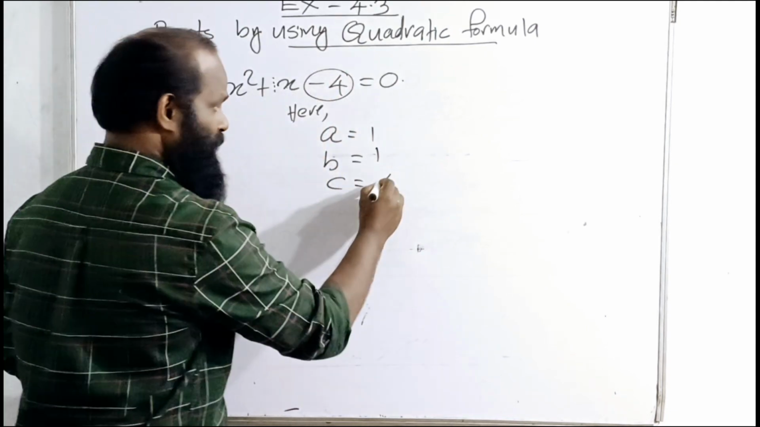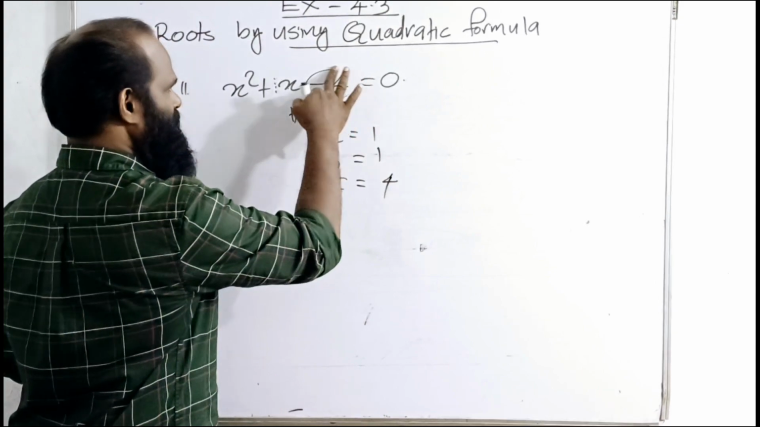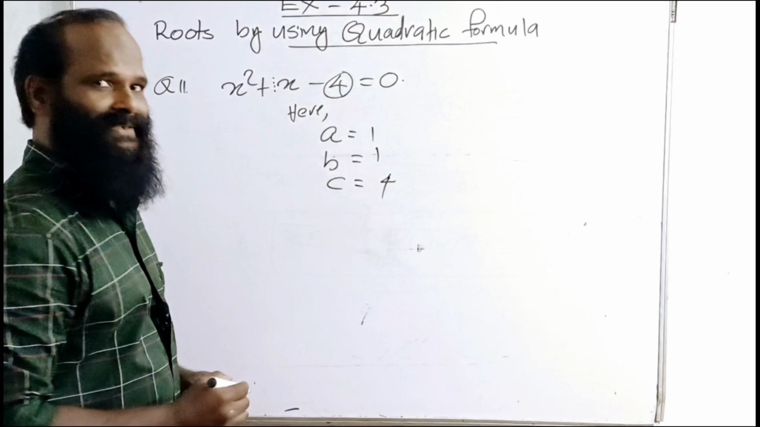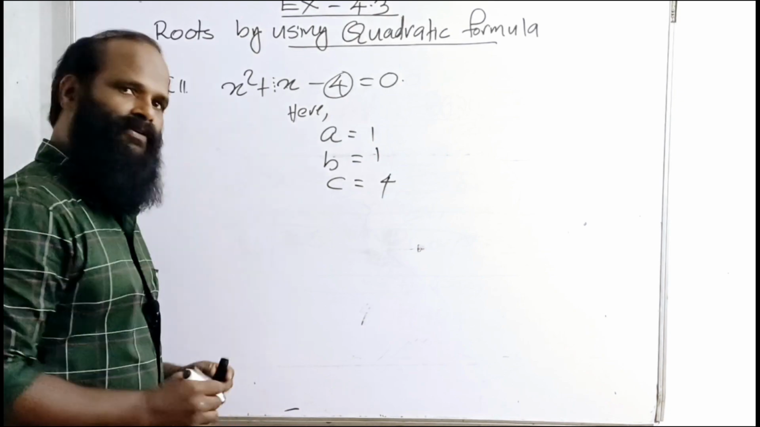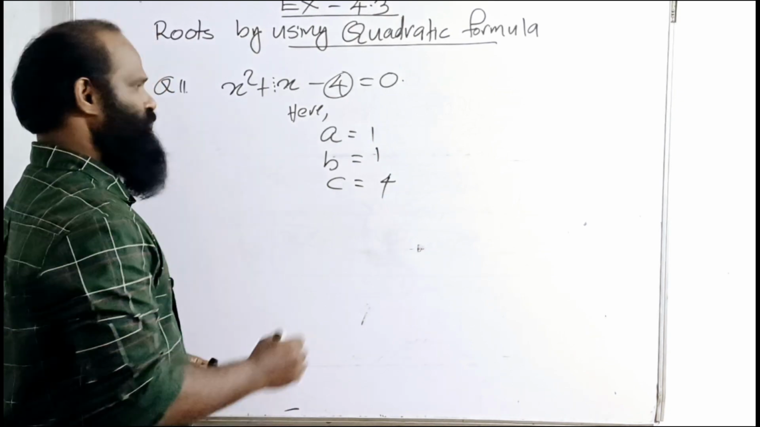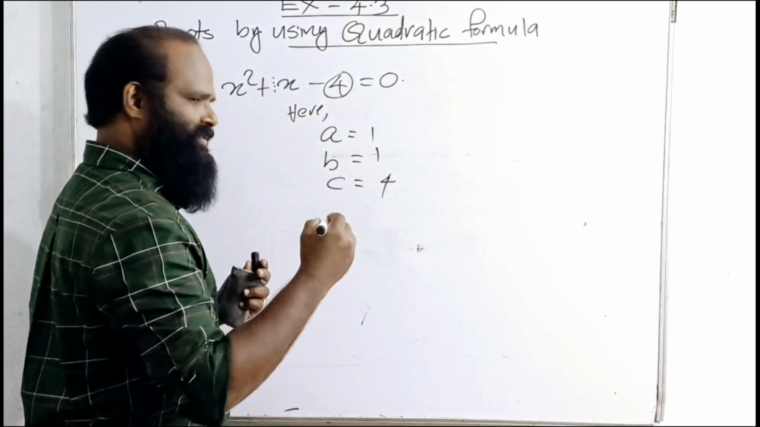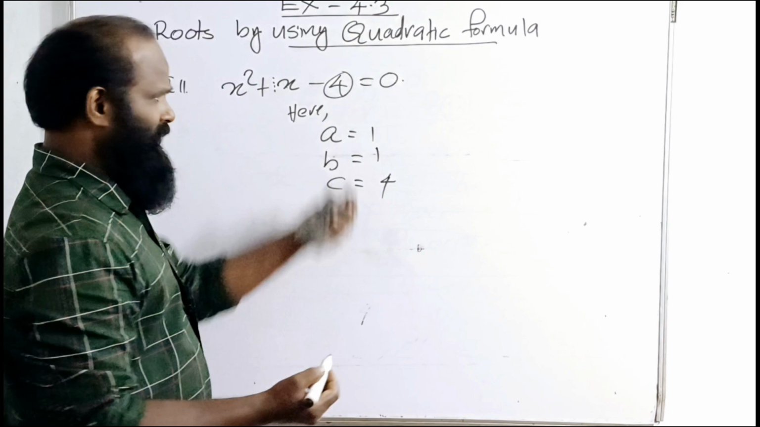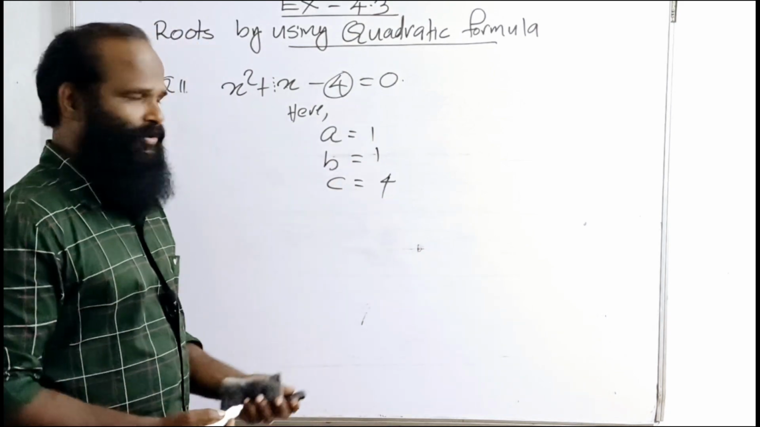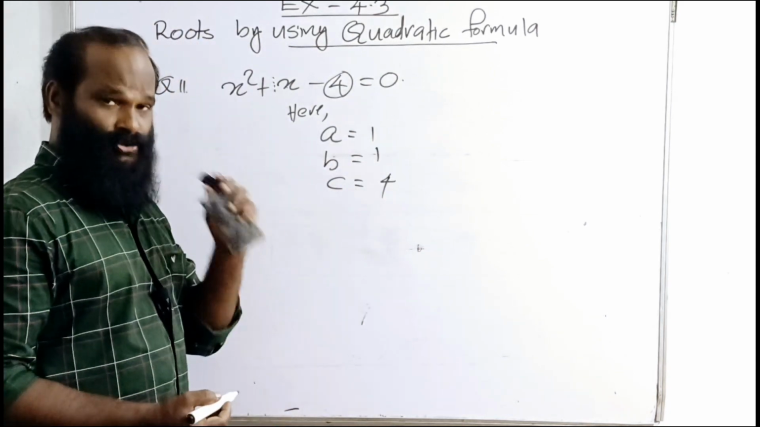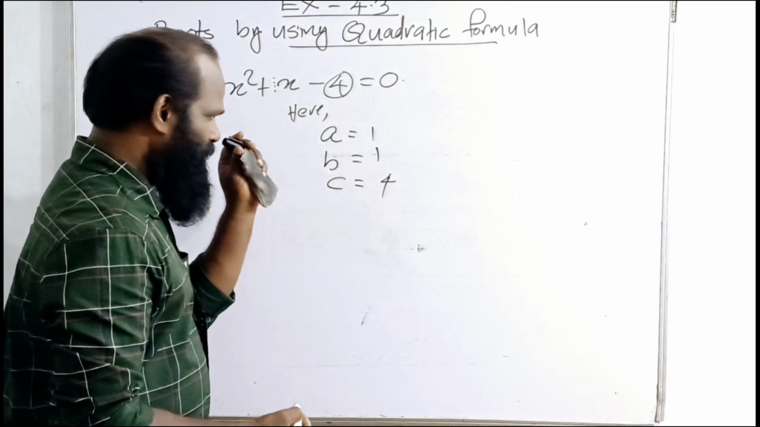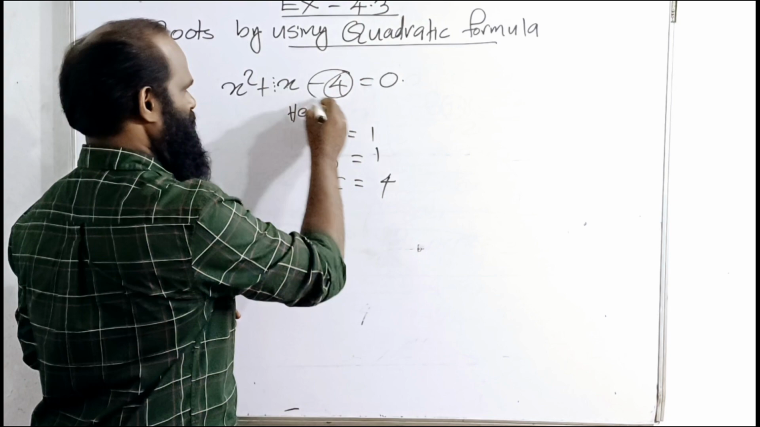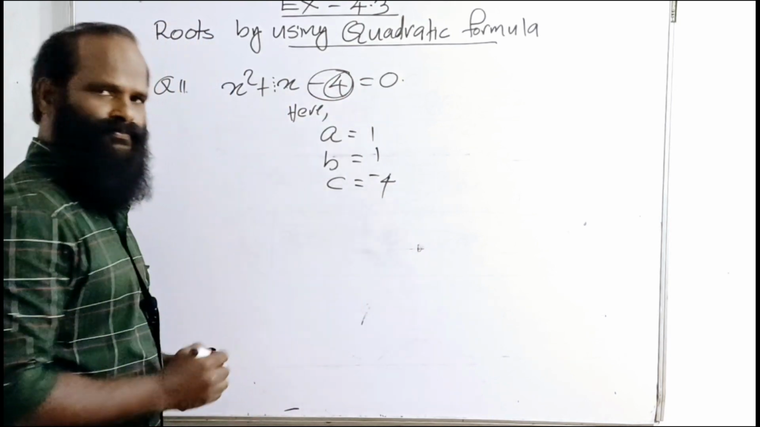Not simply 4. If you simply take this number without considering its sign, that is wrong, and you will have a very wrong answer in the end. So when you take a, b, and c, the sign should also be considered. If it is positive, simply write the numerical value. If it is negative, that negative should be mentioned over here. Otherwise, you will get the wrong answer. So it's minus 4.